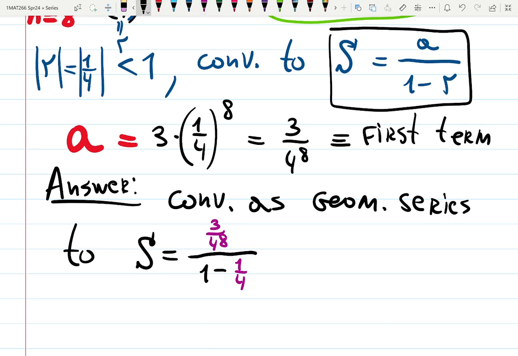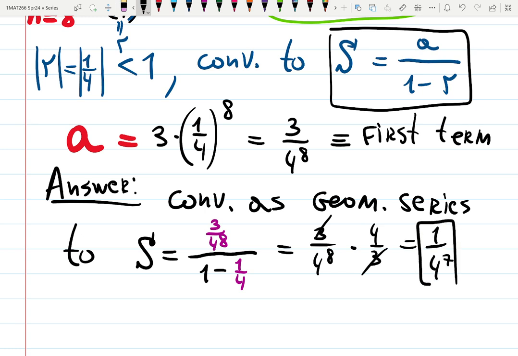1 minus 1/4 is 3 over 4, so it's 4 over 3. The 3s cancel out. Oh, it's actually not a bad number. 3 over 4 to the 8 times 4 over 3, the 3s cancel out. So it becomes 1 over 4 to the 7, I think. Oh, that's the finite answer.